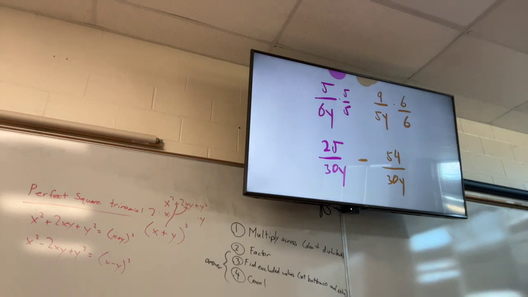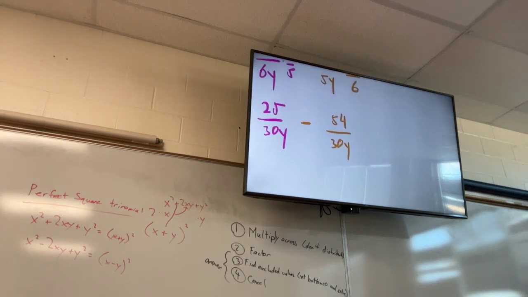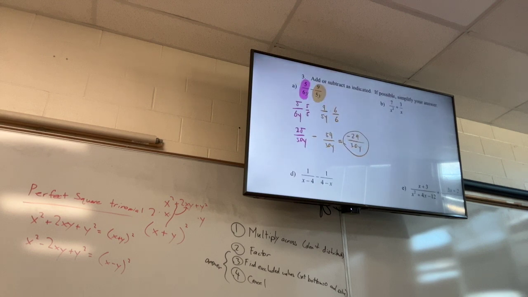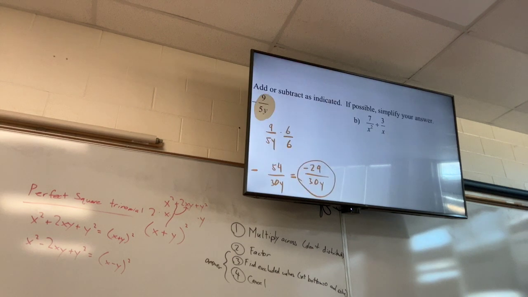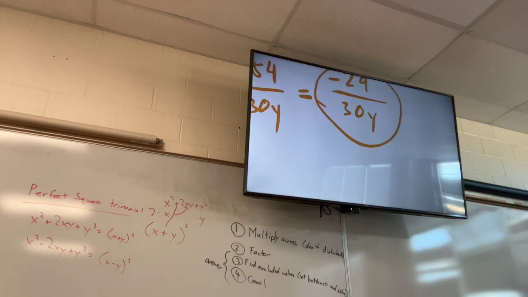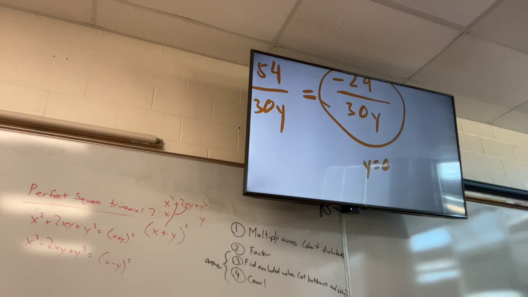Okay, so what do I do now? This is the easy part. You just subtract across the top. So I have negative 29 over 30y. Final answer. Note here, if they ask you to simplify, you can't cancel anything, but y equals 0 would be excluded.